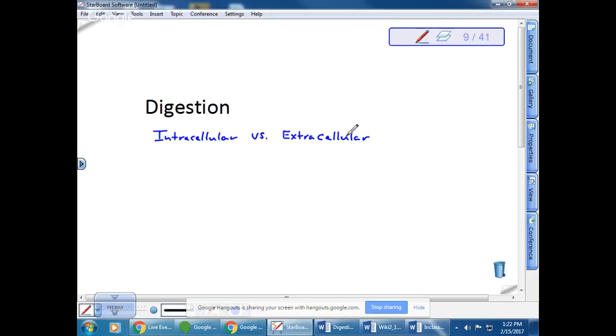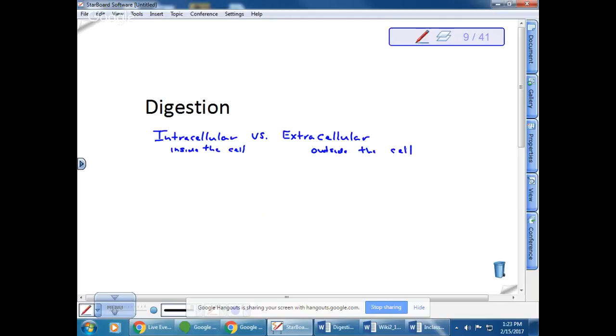Okay. So we're going to start on the digestive system today, and a lot of what you're going to be looking at tomorrow in terms of rat anatomy is going to be the digestive system as well. When we talk about digestion, one thing to point out is that digestion can be intracellular, inside the cell, and extracellular means outside the cell.